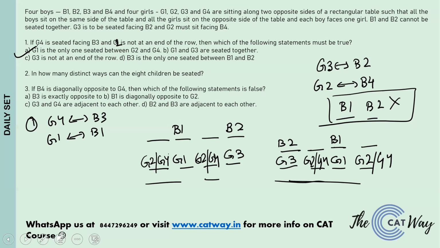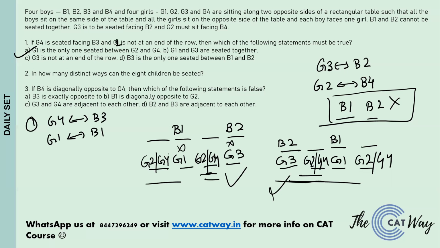However, let's look at the other options as well. G1 and G3 are seated together. Definitely not. They have a person sitting between them in both the cases. G3 is not at the end of the row. We can see that this case is perfectly fine. This case is perfectly fine. And we can see G3 is at the end of the row.